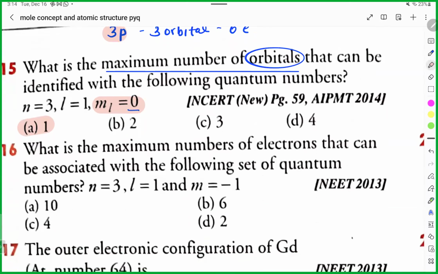Yes, sir. Jordan, understood. Jordan, 16. Maximum number of electrons that can be associated with this, same question. Ditto same question. So is it option D? This is a specific orbital. You have 3 orbitals, minus 1, 0, and plus 1. It is talking about only this orbital. And how many electrons are present only in this orbital? 2 electrons.